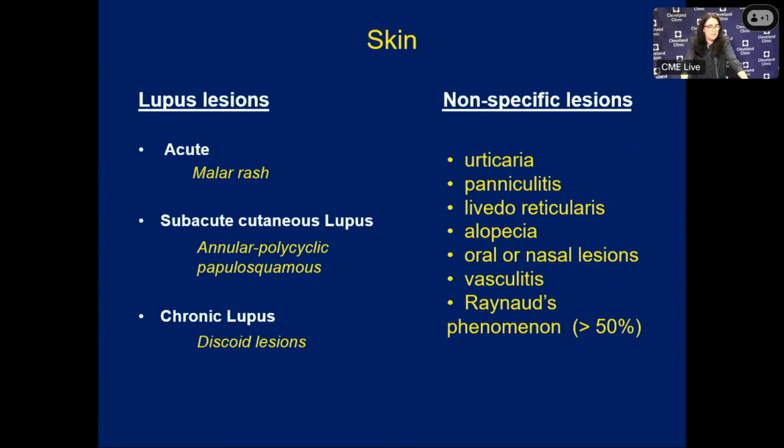Some of the skin lesions we associate with lupus are divided into acute, subacute cutaneous lupus, and chronic lupus. So acute is the typical malar rash, for example. Subacute cutaneous lupus is a very typical and very specific type of lesion that is annular, polycyclic, papulosquamous. I have a picture I'll show. And the chronic lupus is more associated with discoid lesions.